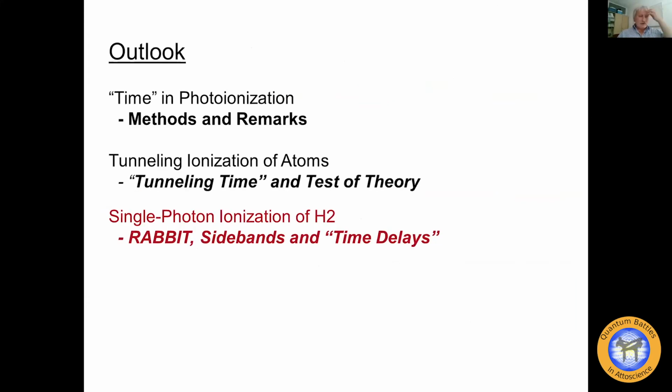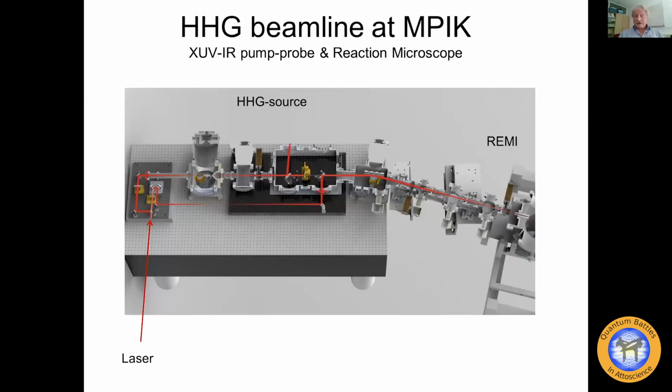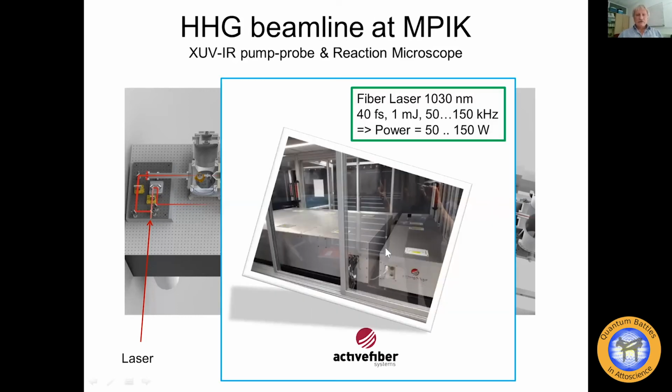Let me come to my second subject, and this is RABBITT now. It's a RABBITT experiment, and during the last 2 years, we set up a high harmonic beamline in our lab. Here's a sketch of this beamline. So the laser is coming in, high harmonic source, and a reaction microscope. We drive this with a fiber laser, 1,000 nanometers, up to 150 kilohertz. Power is going up to 150 watt.